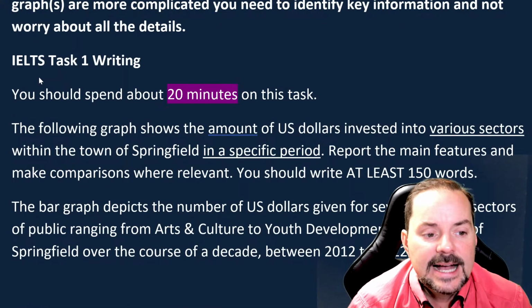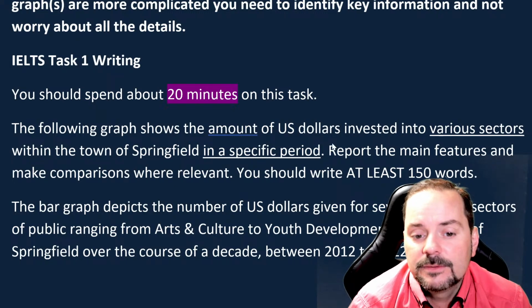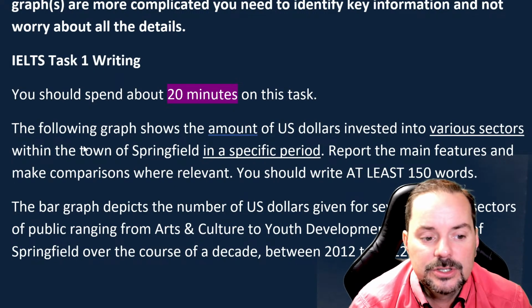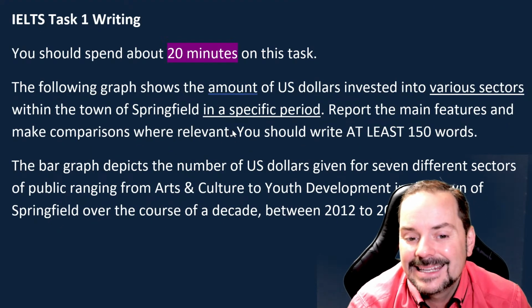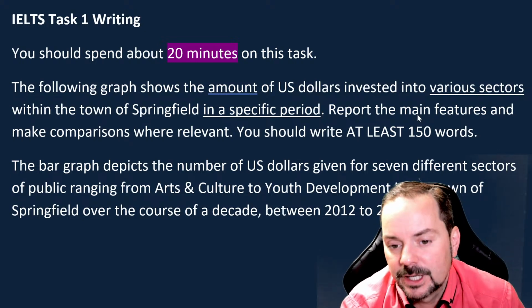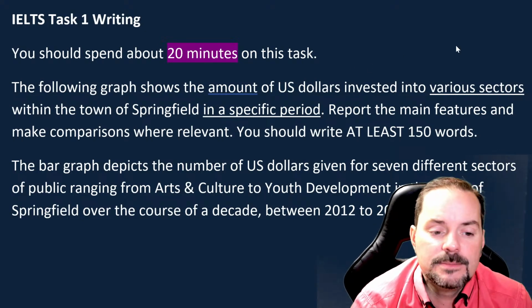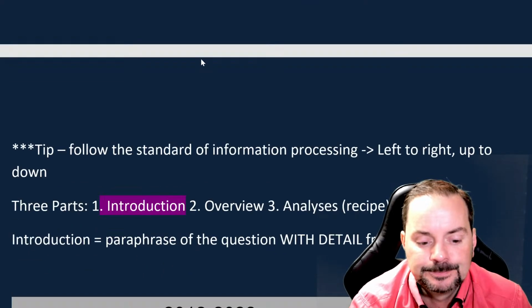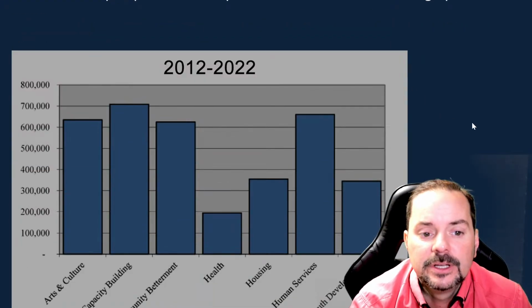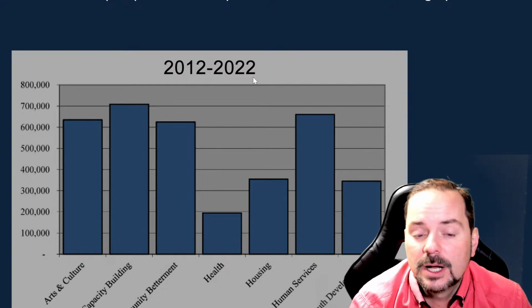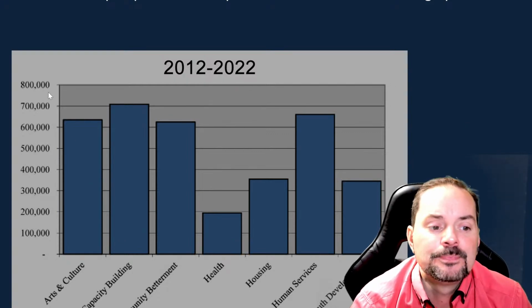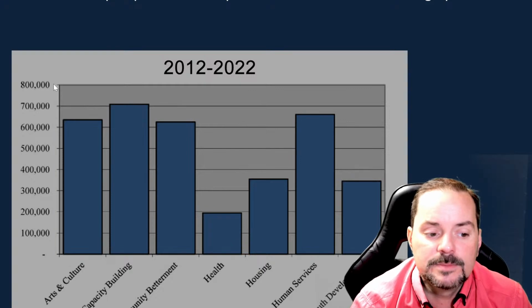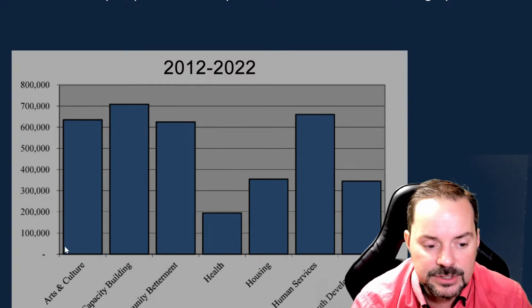All right, so task 1 writing, you should spend about 20 minutes on this task. The following graph shows the amount of US dollars invested into various sectors within the town of Springfield in a specific period. Report the main features and make comparisons where relevant. You should write at least 150 words. Here's our graph. Again, top to bottom, 2012 to 2022, 10 years. We've got 800,000 is the most money received, ranging from no money received in intervals of 100,000.